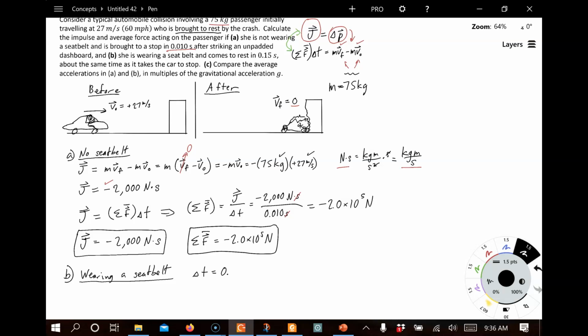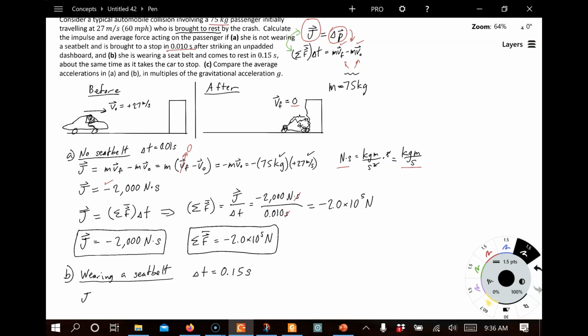With the seatbelt on, you aren't just thrown forward into the dashboard and immediately stop in 0.01 seconds. You stop over a much longer time. Whereas with no seatbelt, right, delta t here was equal to 0.01 seconds. A really short time because you're just thrown into the dashboard and you stop immediately. How's that going to impact the values for J and for the average net force?